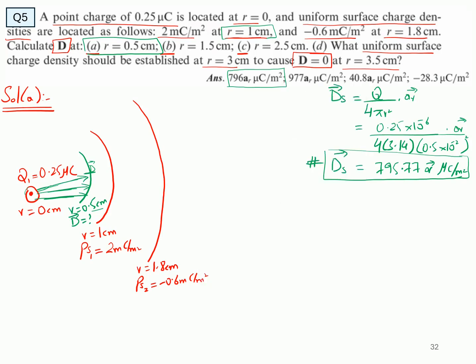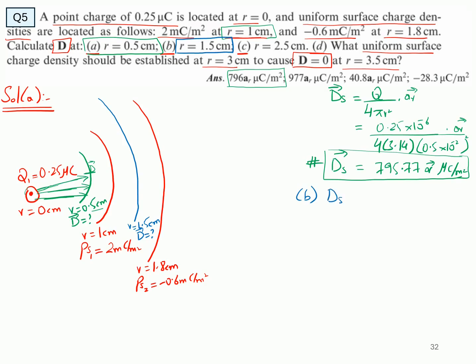In the second part, the radius is now moved to 1.5 centimeters. So let us draw 1.5 centimeters. Let us say this is my 1.5 centimeter. Again, I need to find the value of electric flux density at this point in the sphere, at this radius of 1.5 centimeter. So for the second part, let me use this space.